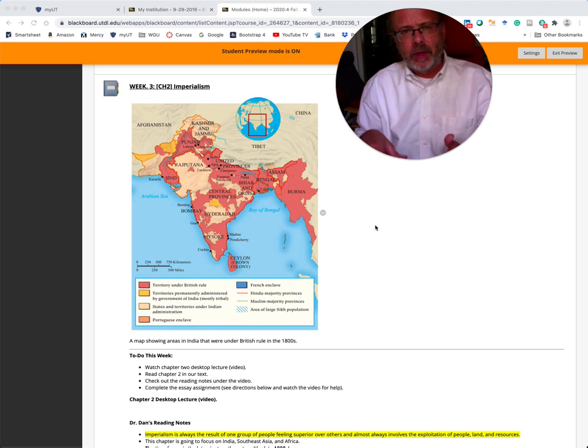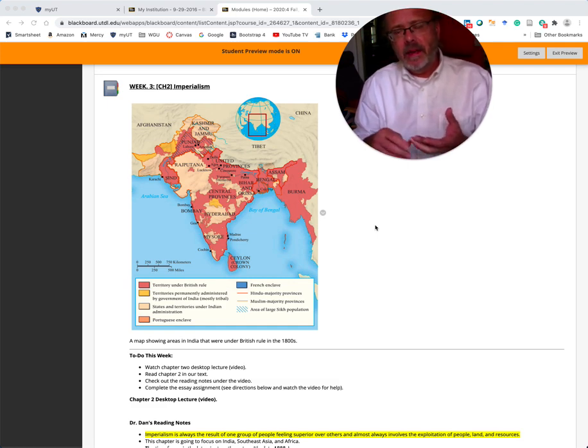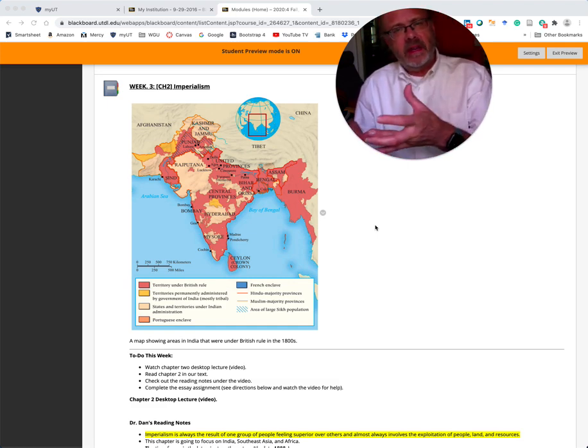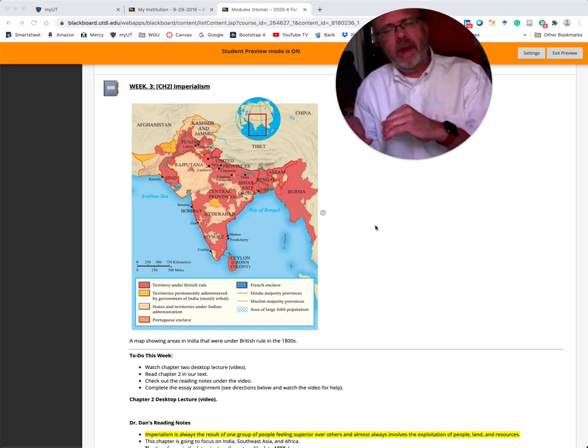And really, the chapter talks about imperialism in 3 areas. One of them being India, of course, so we have the map, and then the other one is Southeast Asia, so that's down by the Philippines and Vietnam, if you know that area, down in the South China Sea, and then the last one, of course, is Africa.